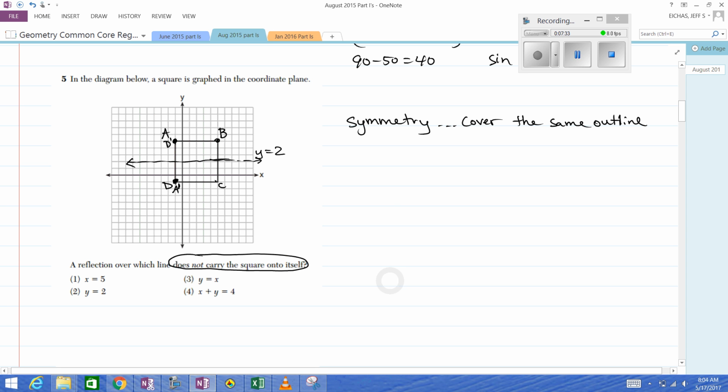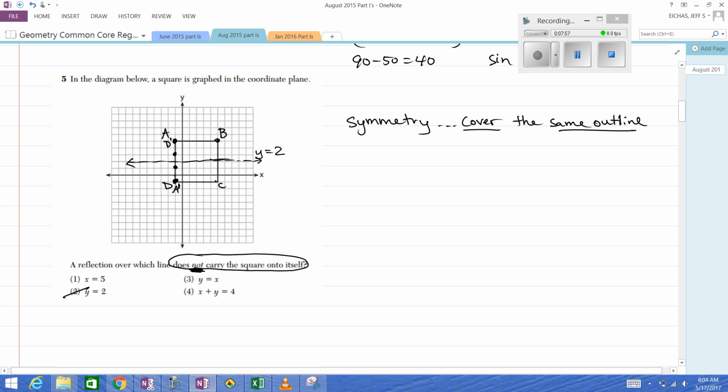So these points basically just switch, and every point on one side has a match on the other, so to speak. So basically every point maps onto another point that's already on the figure. So we cover the same outline. Think of it that way. So with y equals 2, we did cover the same outline, and we want the one that does not.